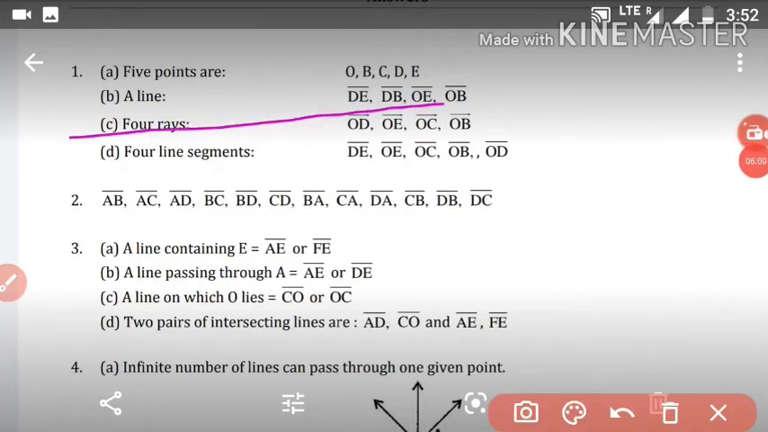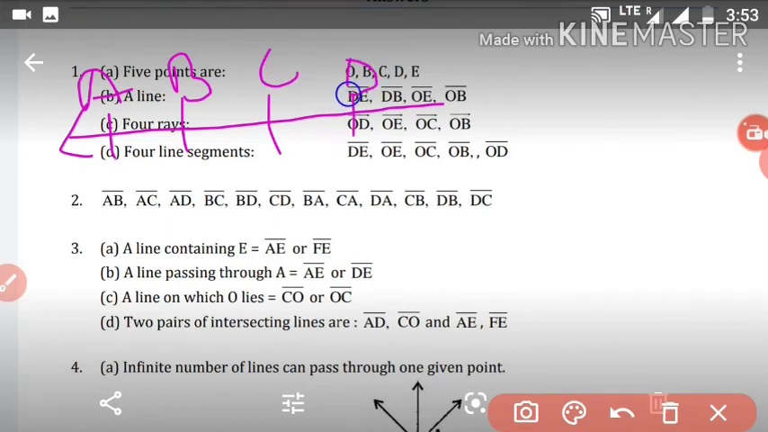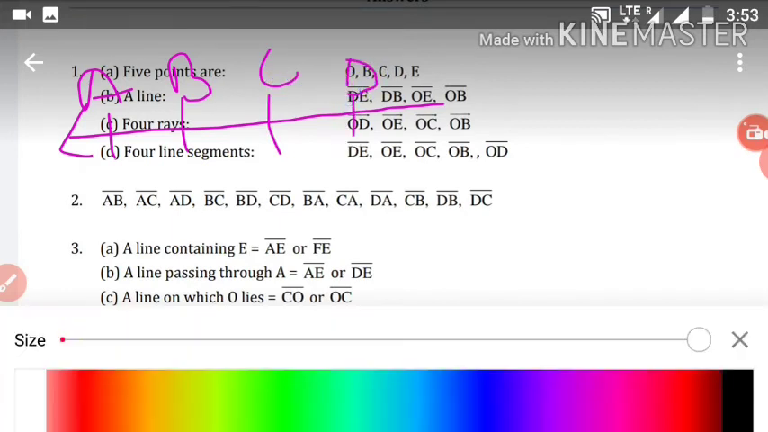So here you can see the answer. I will draw the line A, B, C, D, isn't it? These are A, B, C, D.